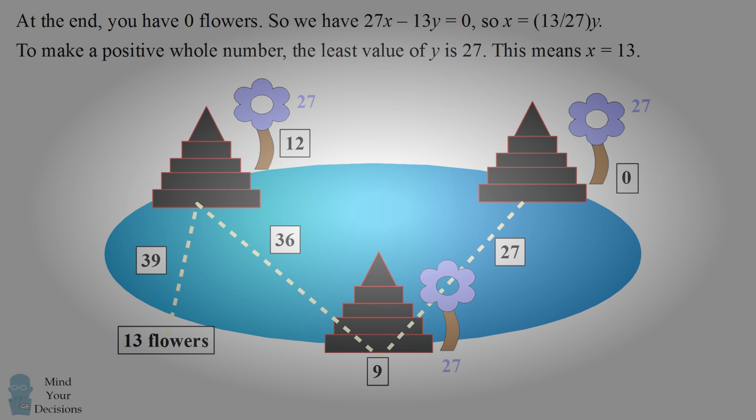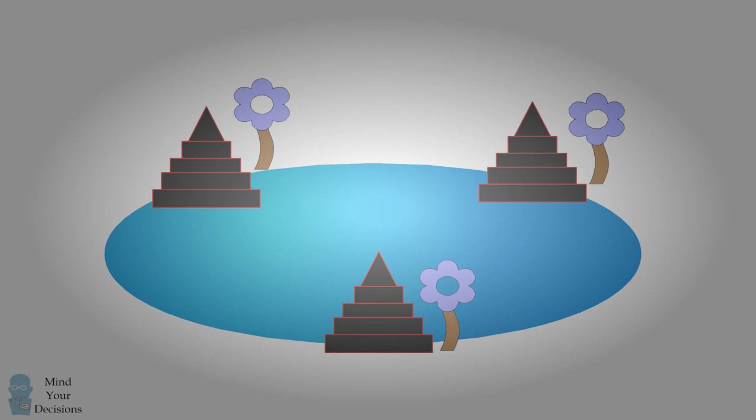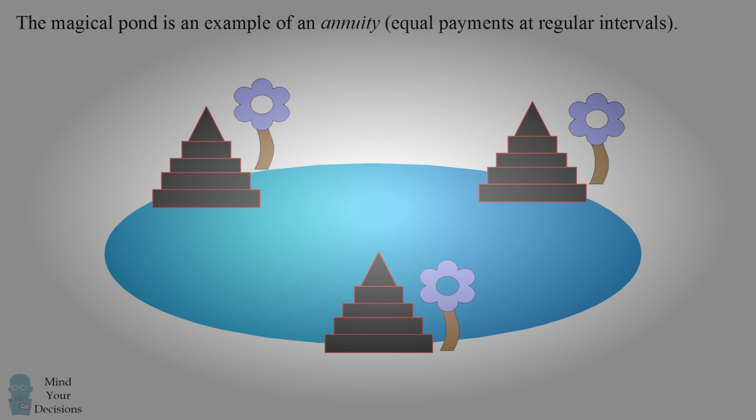Now, interestingly enough, the kind of mathematics involved in this problem can actually be applied to financial products. We can reinterpret the problem as an example of an annuity, which is a financial instrument that has equal payments at regular intervals. The number of flowers we place at each temple, Y flowers, could be considered having equal payments at regular intervals.